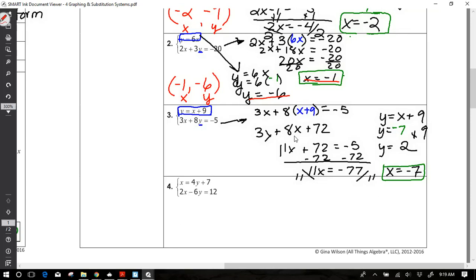All right, so now I have done the second part of the substitution, which is to take my x equals negative 7, and I plugged it into the blue equation because that was the simpler equation to solve. So now I know that the y value equals 2. My last step is to put them together. So x equals negative 7 and y equals positive 2.